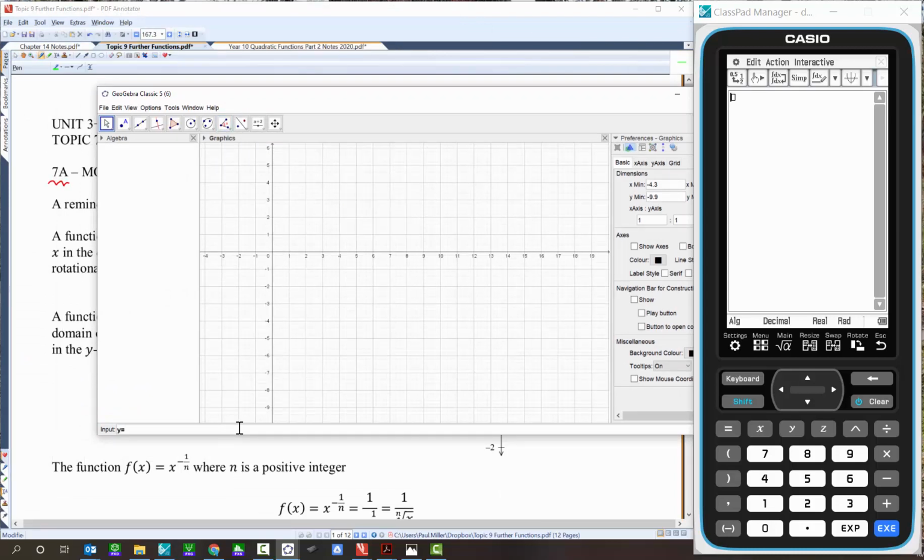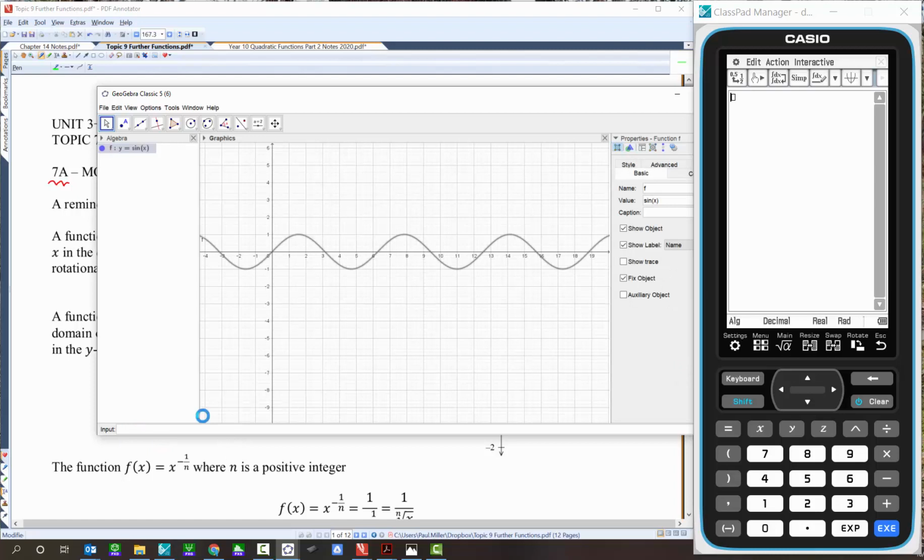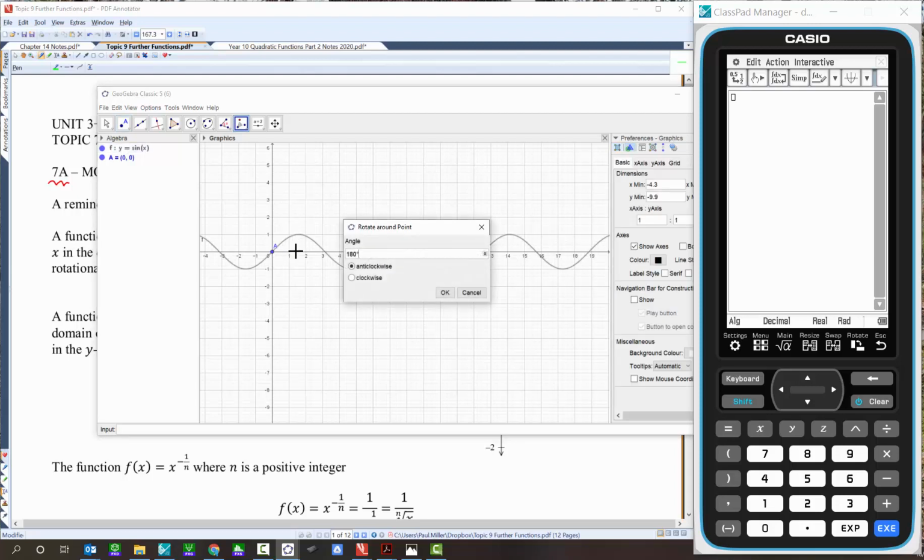I'll just draw y equals sine x. What I'll do is put a point at the origin, and I'm going to rotate this function around that point. I'm going to rotate 180 degrees. If what happens is that I return the exact same function, so if after rotating 180 about the origin I return the same function, we can also conclude that we've got an odd function.